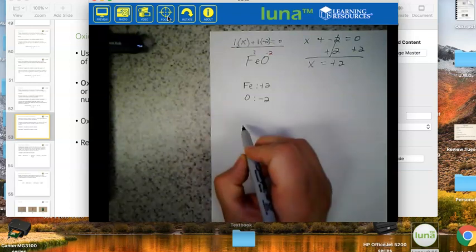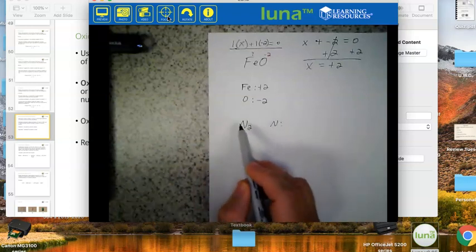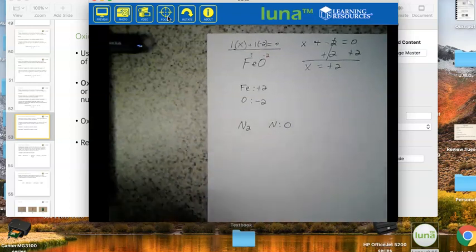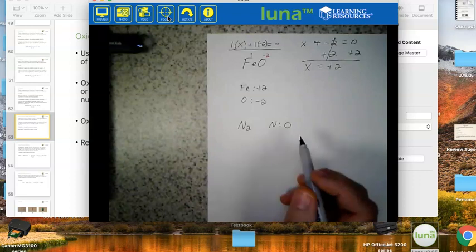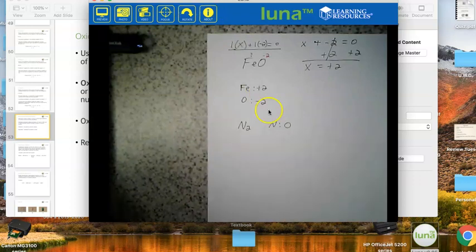All right, so this next example here, N2, nitrogen is an uncombined element, so this should be an easy one for you. It's just going to be 0. And you're going to see that when we start to talk about single replacement reactions. You're going to see how you're going to have just single elements, and you're going to have to assign its oxidation number of 0. Okay, so just keep that in mind.